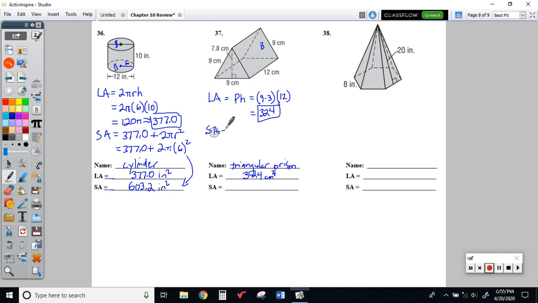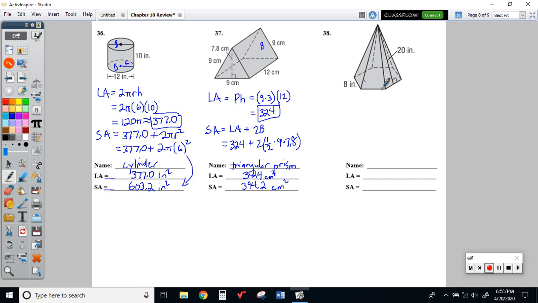Your surface area is going to equal that lateral area plus the area of two bases. So we've got 324 plus, and you have 2 times, and then for each triangle it's 1/2 base times height, so 1/2 times 9 times 7.8. So each of these triangular bases is going to have that as the base, and multiply by 2 because there's 2 of them, and then we're looking at 394.2 centimeters squared as our answer.